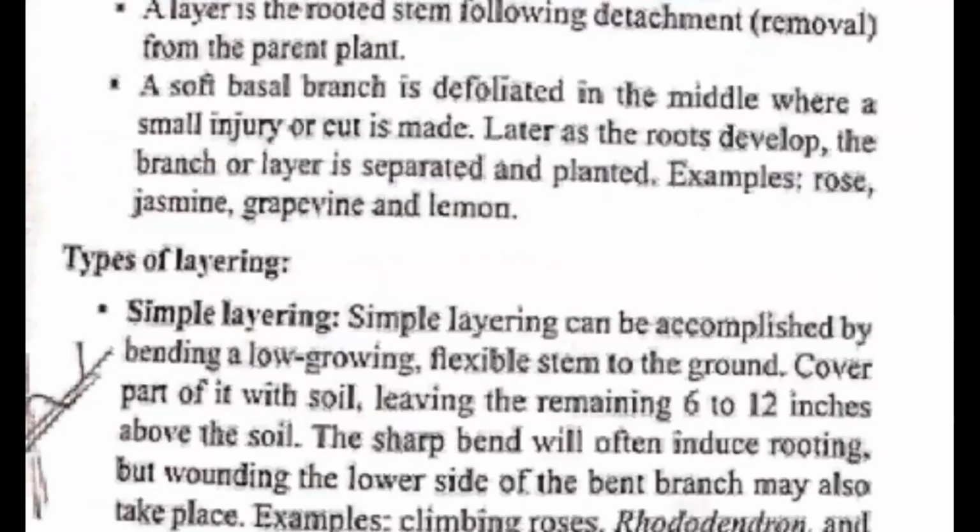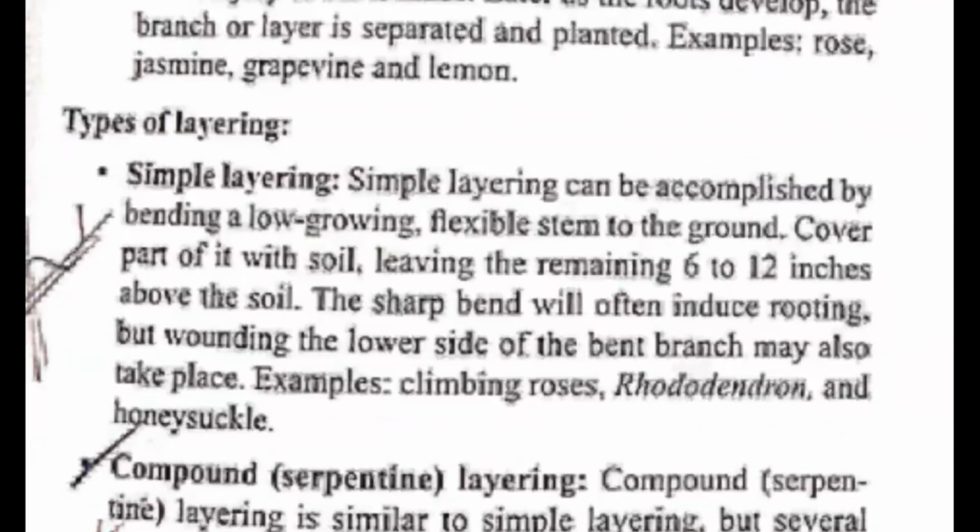So they have given three types of layering. The first one is called simple layering. Simple layering can be accomplished by bending a low-growing flexible stem to the ground, covering part of it with soil, leaving the remaining 6 to 12 inches above the soil. The soil bend will often induce rooting. I already showed you the diagram. There is a parent plant and a branch, 6 to 12 inches above the soil, but it is bent so that it touches the soil. After that, what happened? A few days or a few weeks later, what happened?